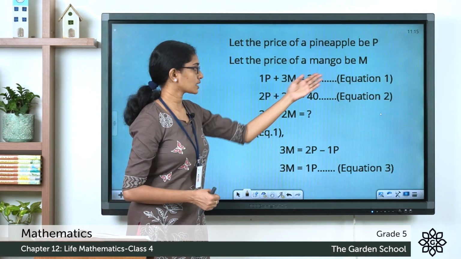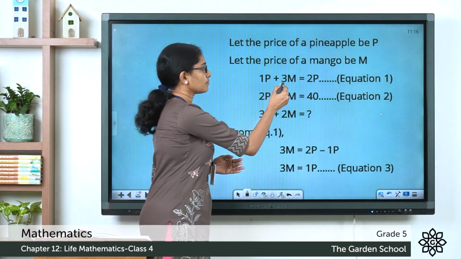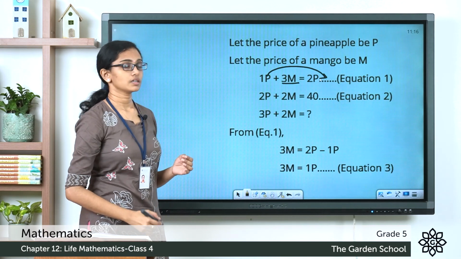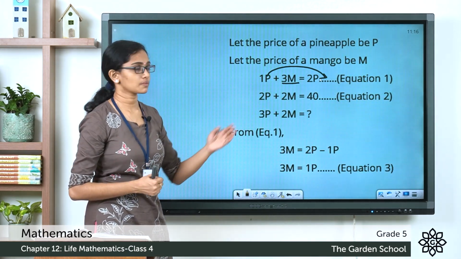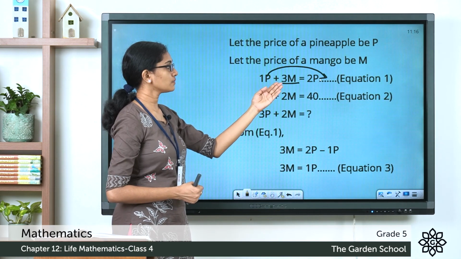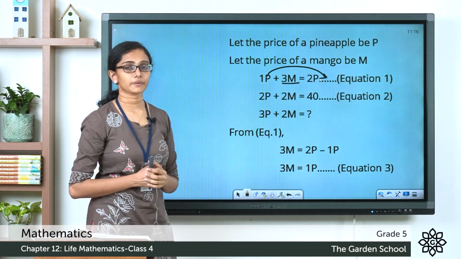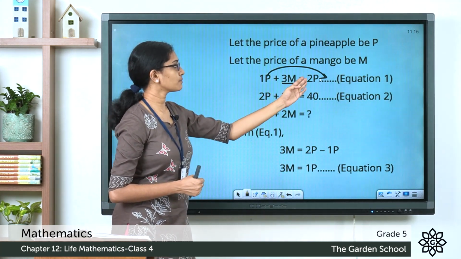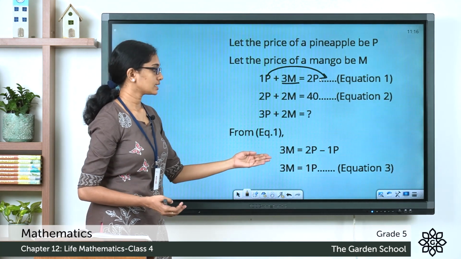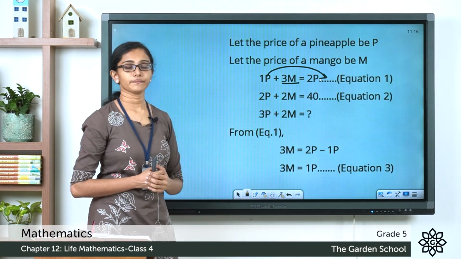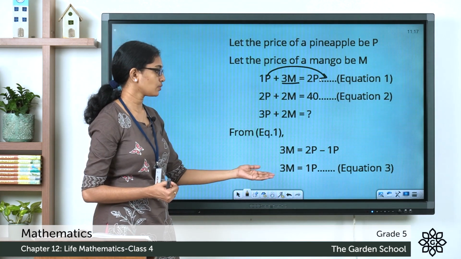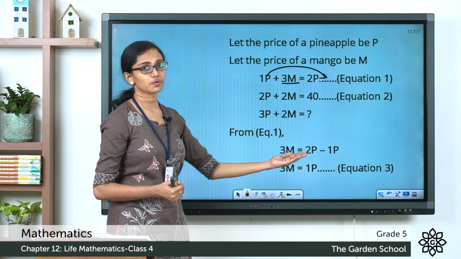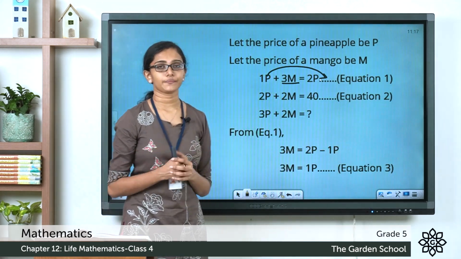See, from the first equation, we can write 3 mangoes is equal to 2 pineapples minus 1 pineapple. 3 mangoes means the price of 3 mangoes. The price of 3 mangoes is equal to the price of 2 pineapples minus the price of 1 pineapple. So, we are taking this 1p to the right side. So, there it becomes 2p minus 1p. So, we get 3m is equal to 2p minus 1p. 2 minus 1 is equal to 1. Hence, we can write 3m, the price of 3 mangoes, is equal to 1p or the price of 1 pineapple. And let that be equation 3.